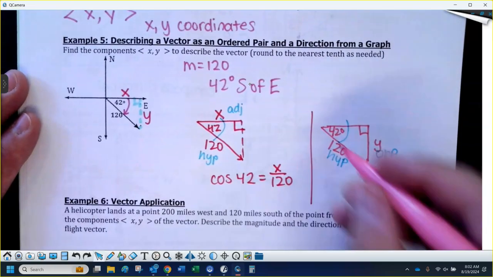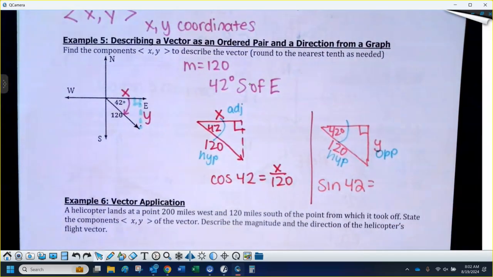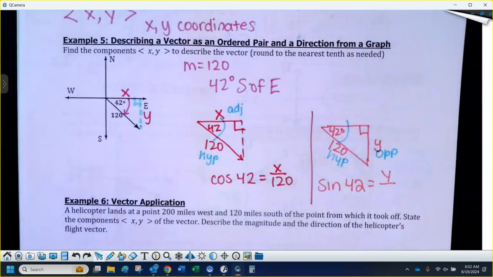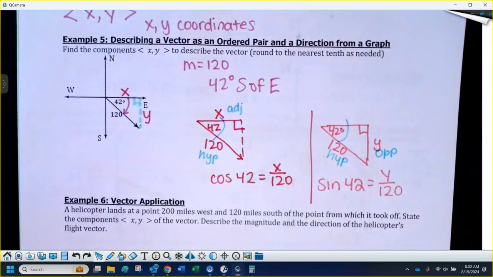All right, so opposite over hypotenuse would be? Yes. All right, so we're just going to do sine 42, and it's almost an identical setup. We're just going to use the other one. You will always use sine for y, and you will always use cosine for x if you attach your vector to the x-axis. If you just remember to do it, it'll make it so much easier.